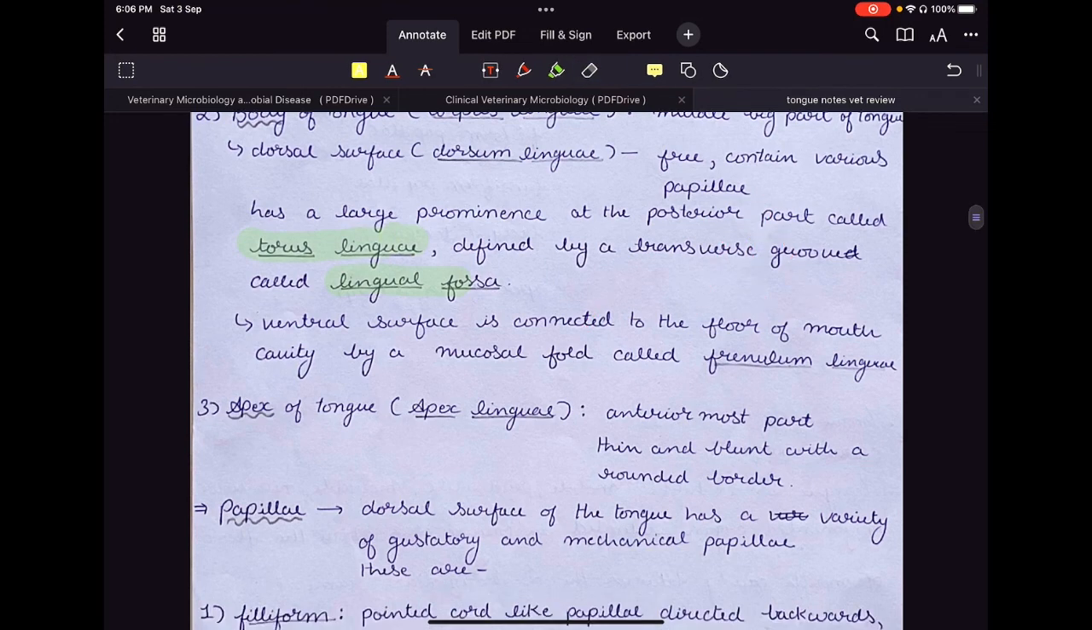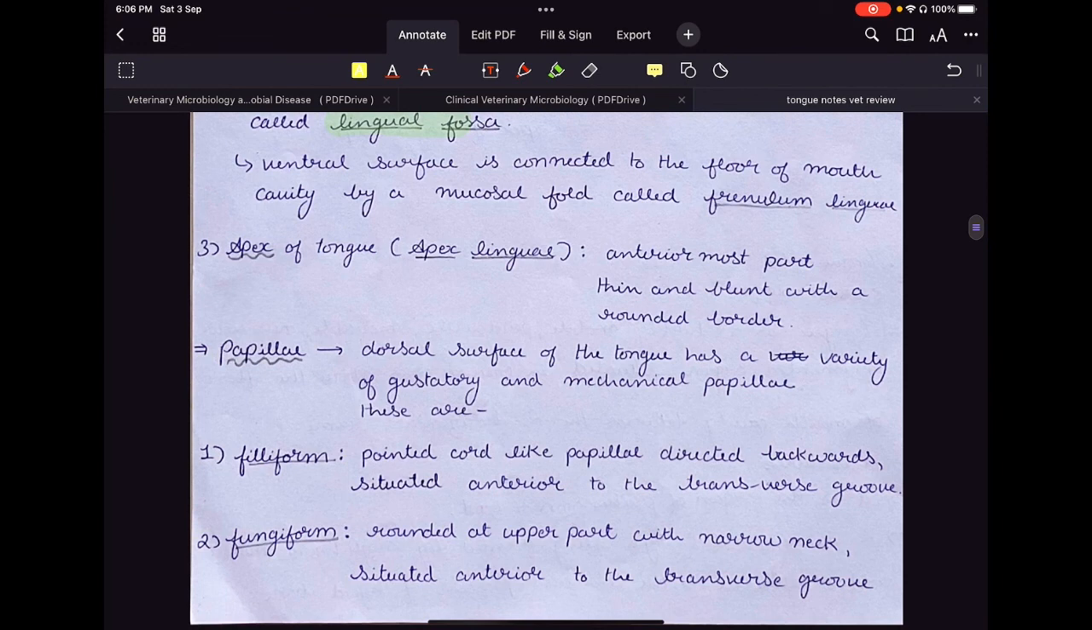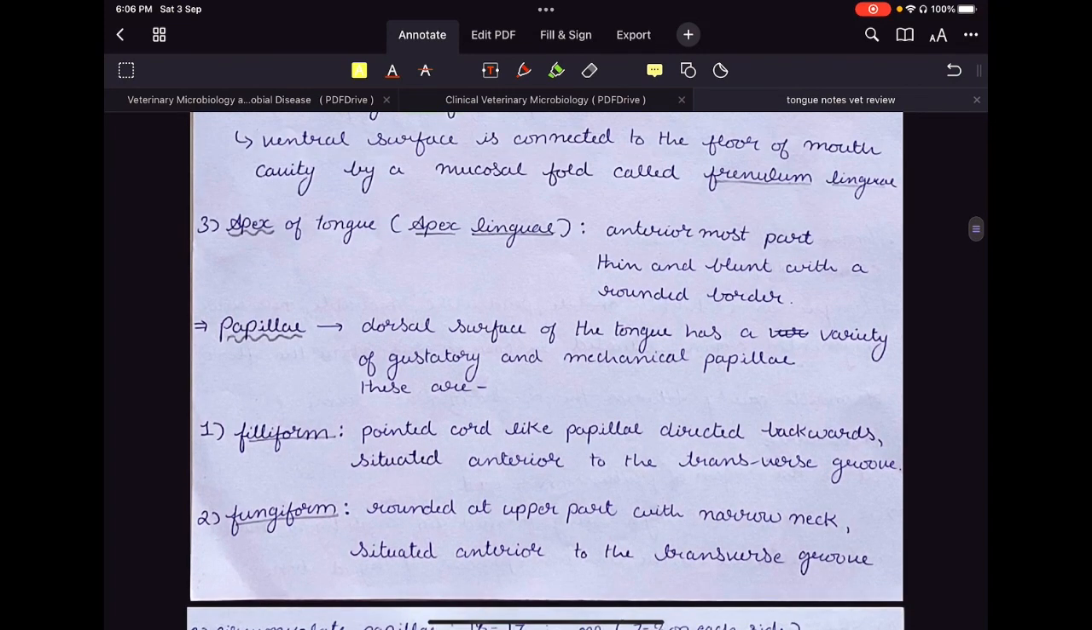Okay. Now the apex of the tongue, which is also called the tip of the tongue or apex linguae, is the anteriormost part. It is thin and blunt and has a rounded border. Now papillae are present on the dorsal surface of the tongue and they are categorized into two categories: gustatory and mechanical. Gustatory papillae have taste buds in them and mechanical papillae don't have any taste buds. They are there for mechanical purposes like prehension, or we can say moving the food backwards into the posterior part of the mouth cavity.